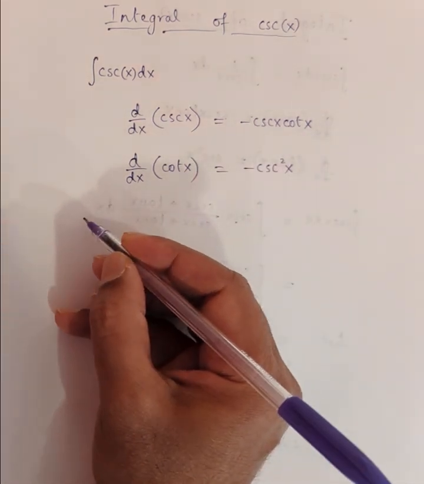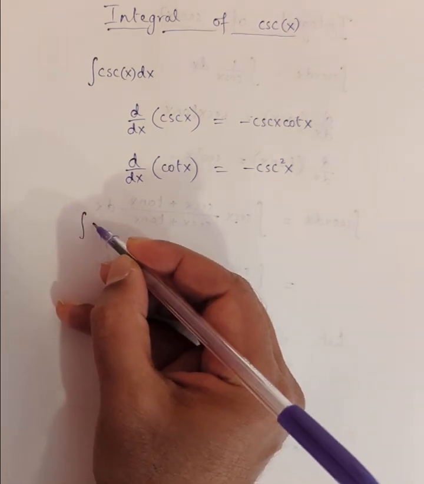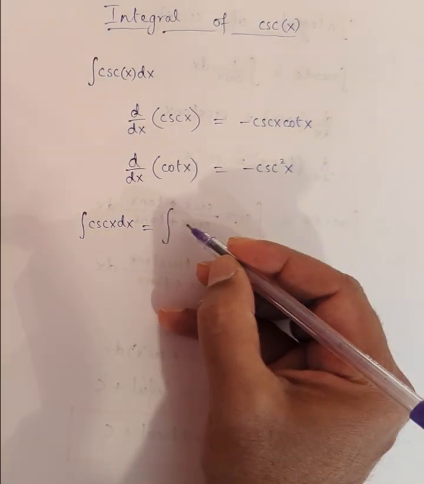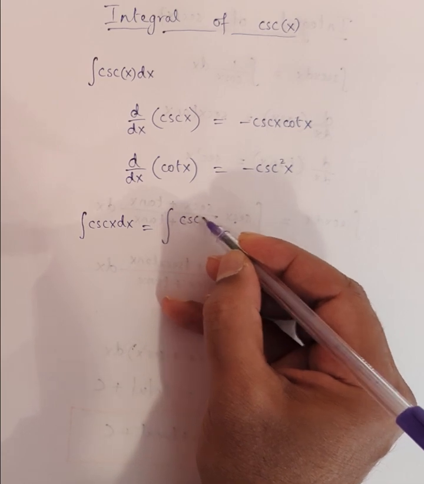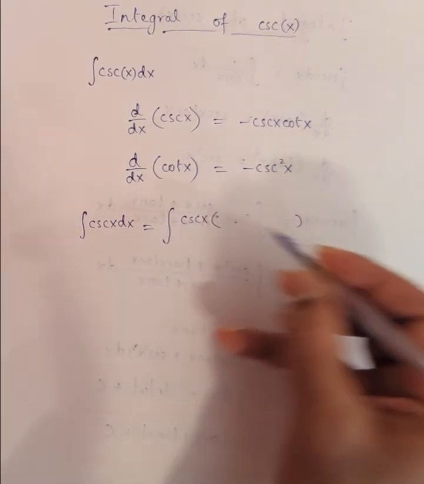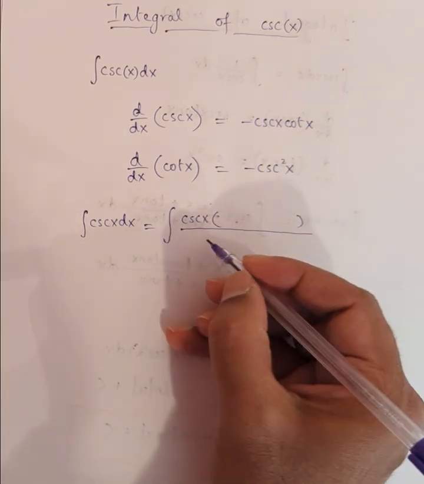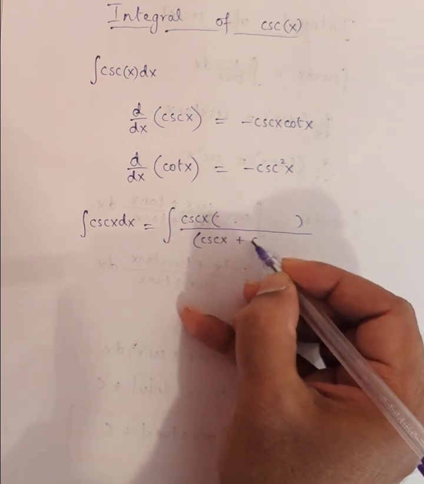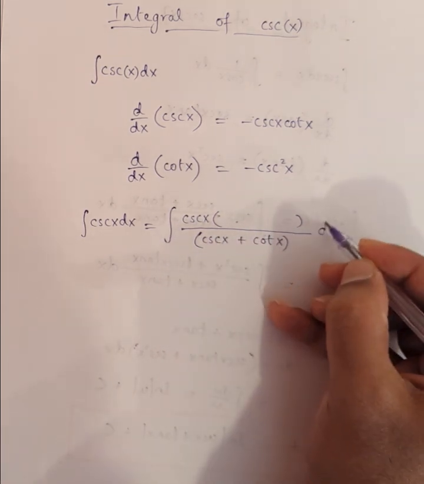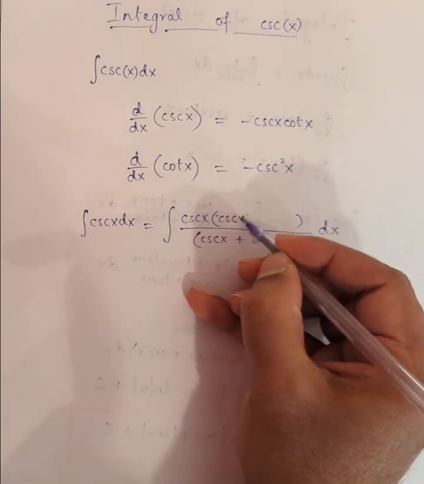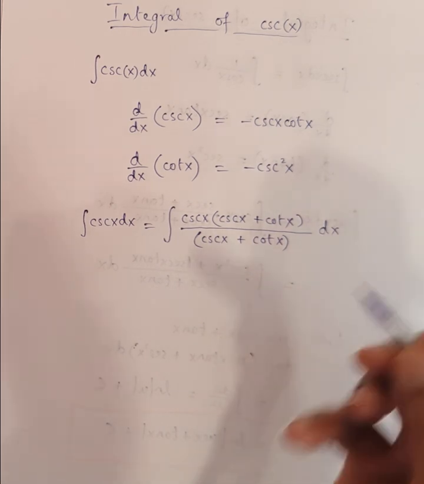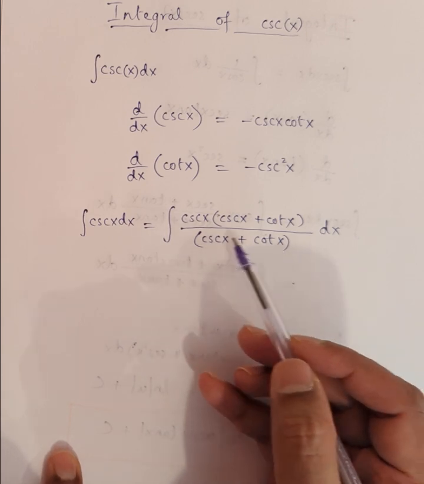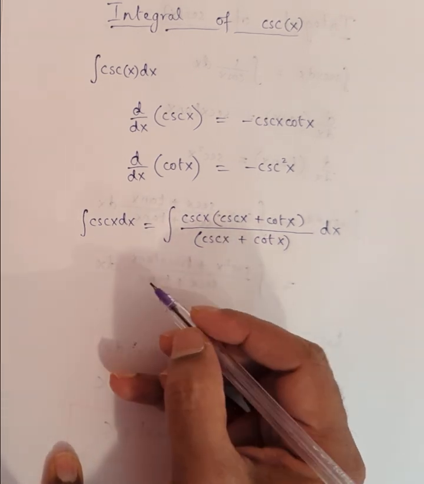So if I use this trick, I rewrite my integral of cosecant x by multiplying and dividing. I'm going to have cosecant x, and then I'm going to multiply and divide by cosecant x plus cotangent x. So let's do that. Cosecant x plus cotangent x, cosecant x plus cotangent x. Then notice that your numerator is simply the derivative of the denominator. Maybe there is a negative sign.